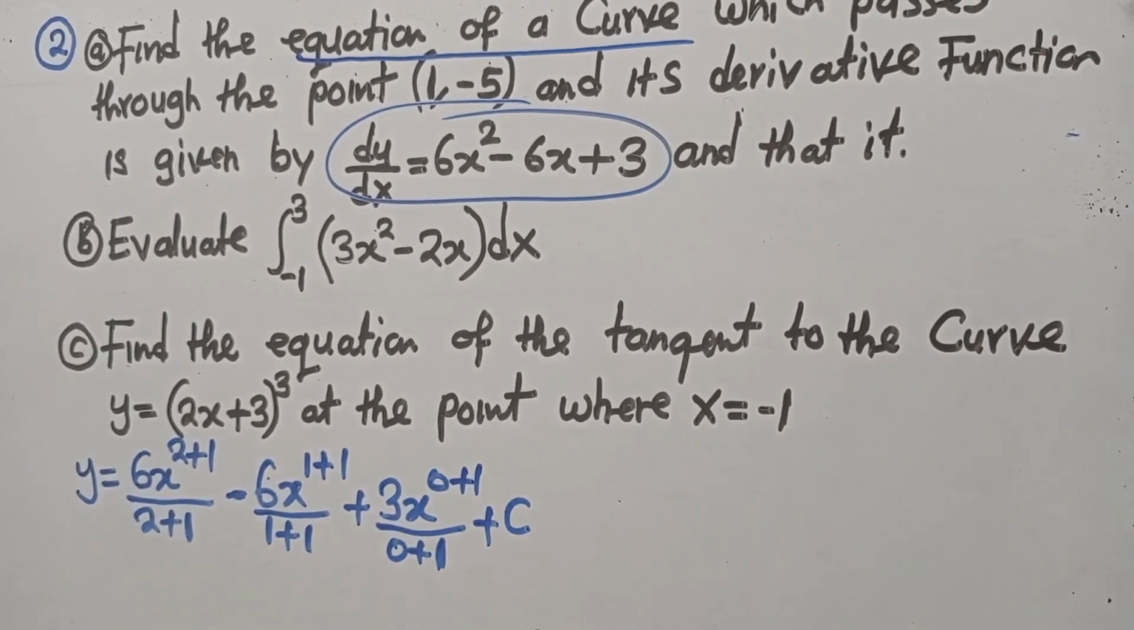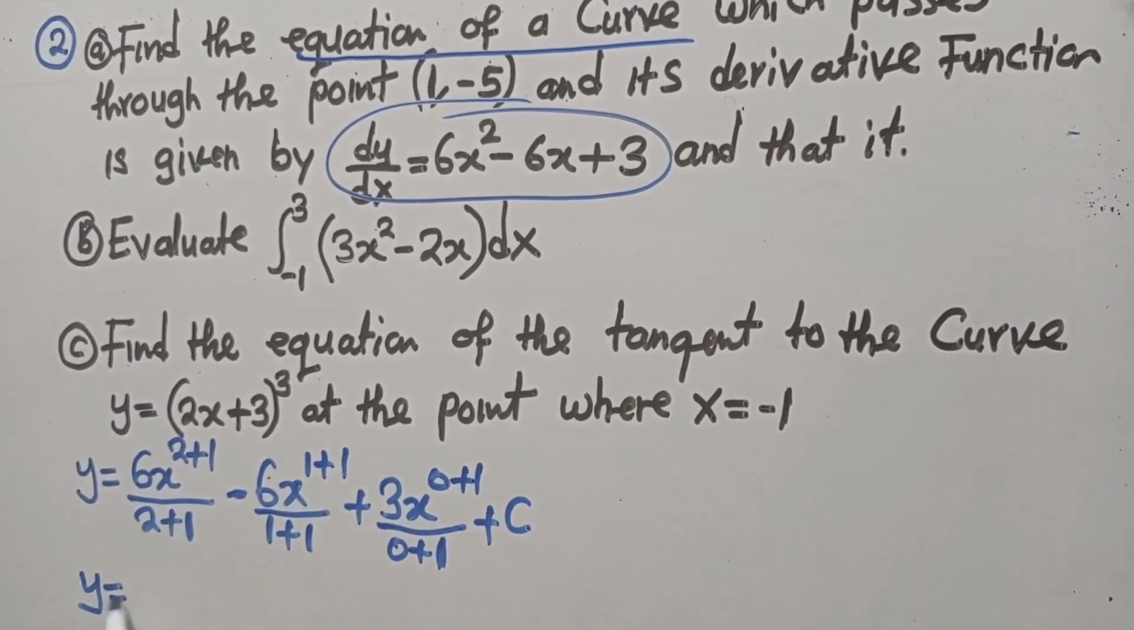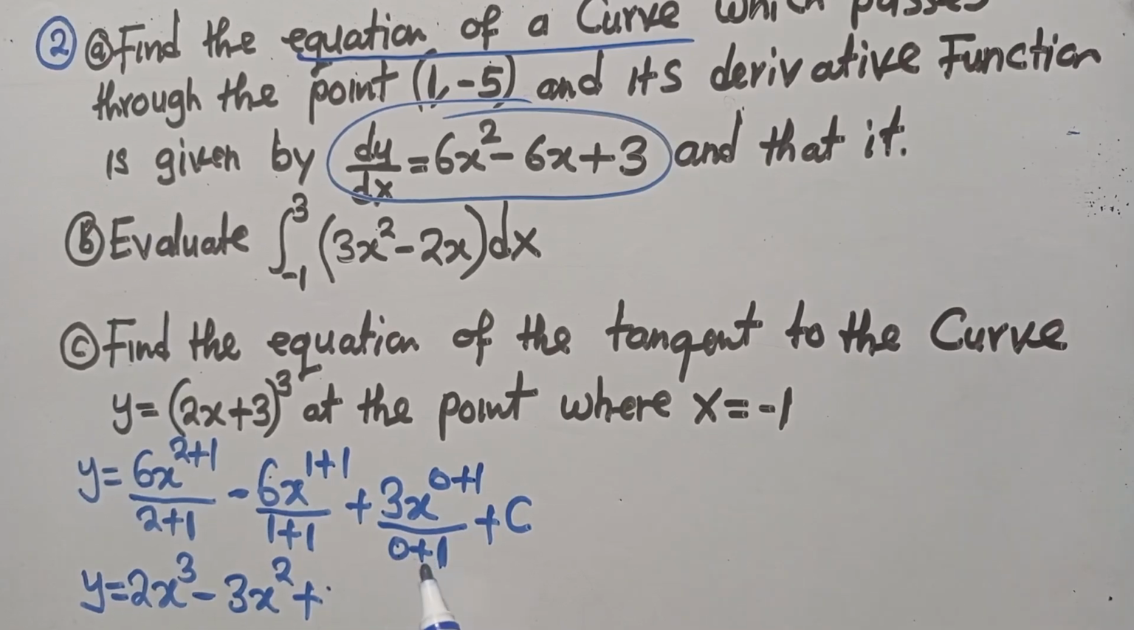What we are going to do here now is where we say y is equal to the equation that they want. This is now the equation that they are looking for. I want us to be very sharp. I know you guys are very sharp. So this is 2 plus 1, it is 3. 3 into 6, that is 2. So that is 2x to the power 2 plus 1, that is 3. Minus 1 plus 1, it is 2. 2 into 6, that is 3. So 3x to the power 2, plus 0 plus 1, 1. 1 into 3, that is 3x to the power 1. 1 we don't show, plus c.